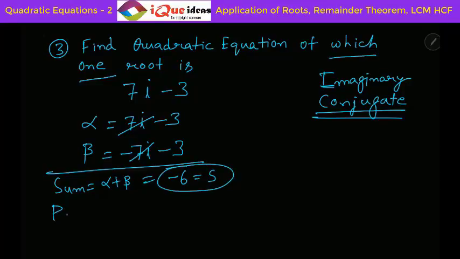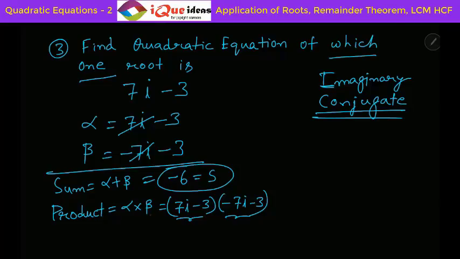Similarly, if you multiply, the product of roots you will get as alpha into beta, which is equal to, in place of alpha it is 7i minus 3. In place of beta it is minus 7i minus 3, right? So take out minus common from both these two things. From the first one, if you take out minus common, it will become 3 minus 7i. And from the second one, if you take out minus common, it will be 3 plus 7i. And two minuses outside will become positive only, right?